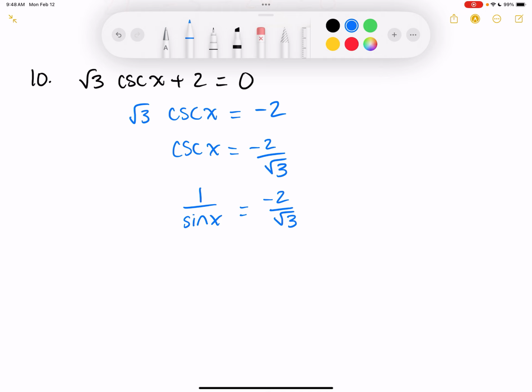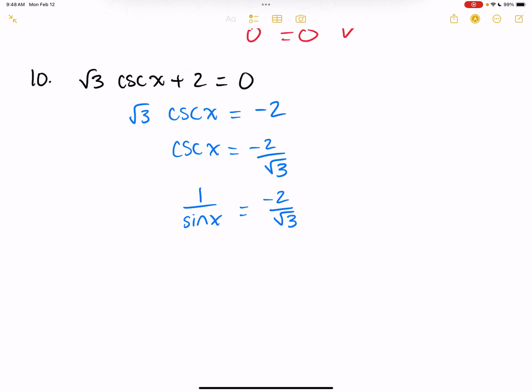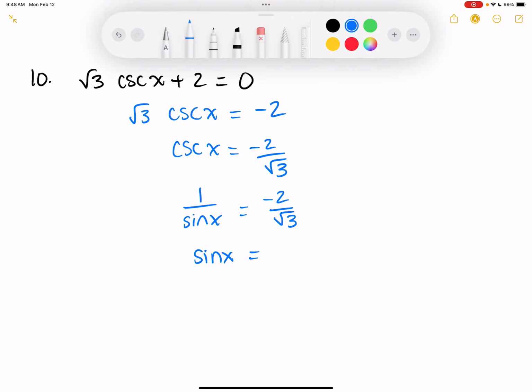So I have two fractions that are equivalent. I can flip them over. Okay. And they're still equivalent. Because basically, I'm cross multiplying without showing the cross multiplication. So I'm going to have sine of x is equal to root 3 over negative 2. Now we know where this is, right?